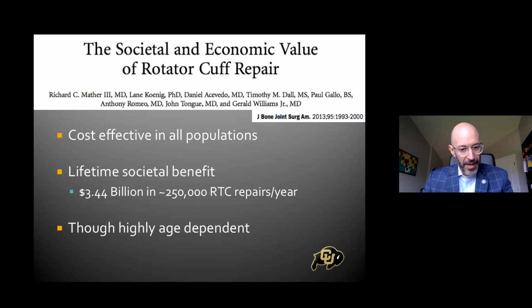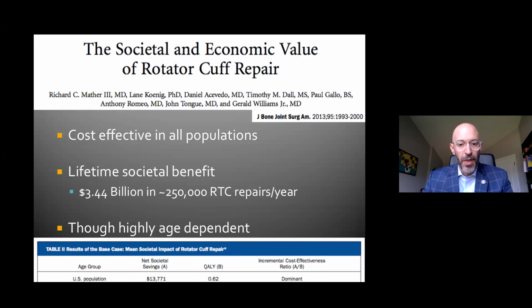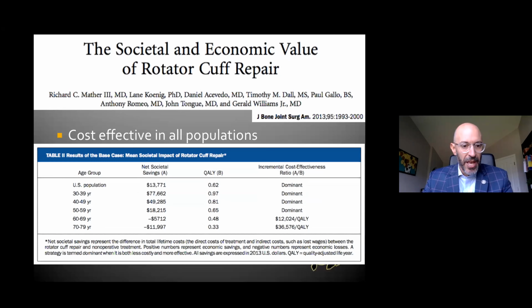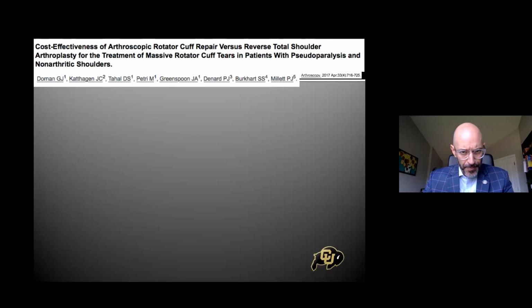However, as has been pointed out, it is maybe highly age dependent, and that's probably a relation to most likely tissue quality. And you can see here that as you march down this table, as the 10-year brackets of age increase, the net societal savings decrease. So just as Dr. Schlegel pointed out, the ones that we want to be fixing are the young, active, small tears, such that they don't progress to fall into this group if possible, and if we believe in this.